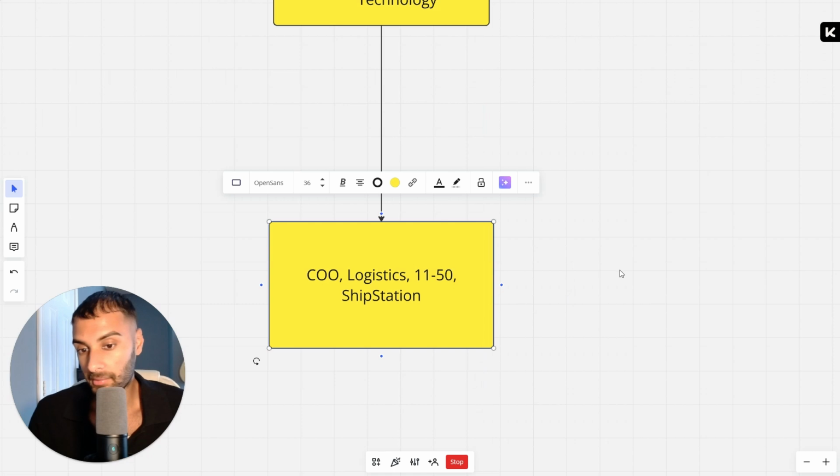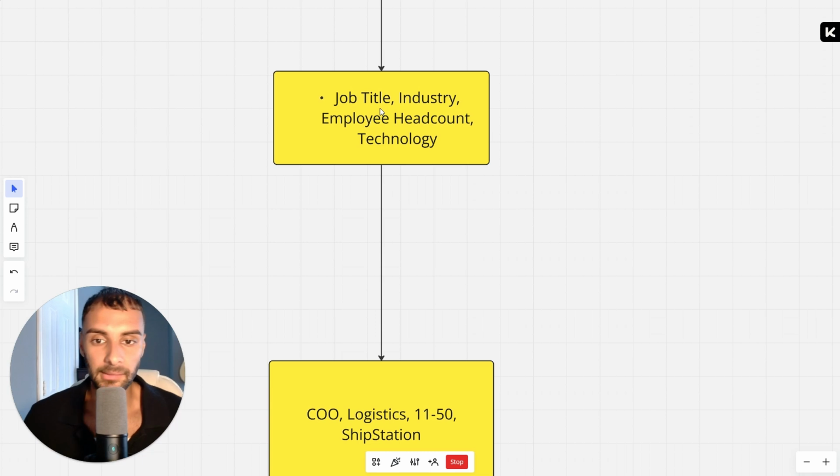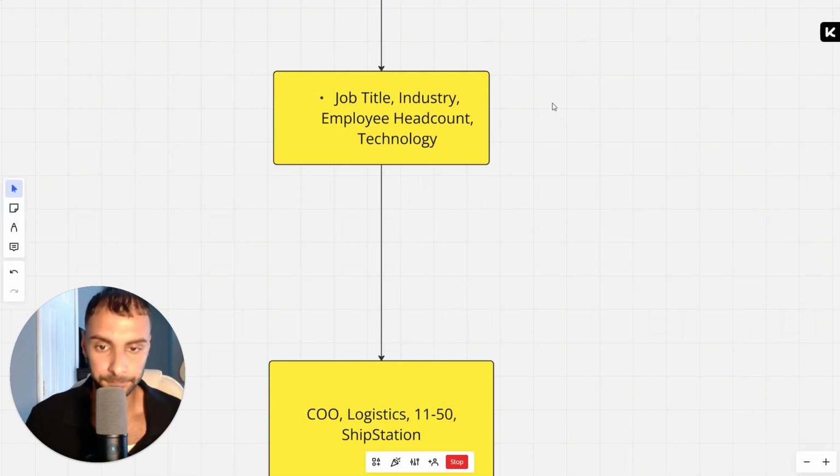And I believe there's another example. You could do CEO, logistics company that have 11 to 50 employees that use the technology ShipStation, right? But what I want you to do is write this down. Write down what job title they're in, what industry they're in, how many employees they have, as well as what technologies they may use, and even geographical location on where they may be. Write all of this down because this is very, very important information to target these companies, right?